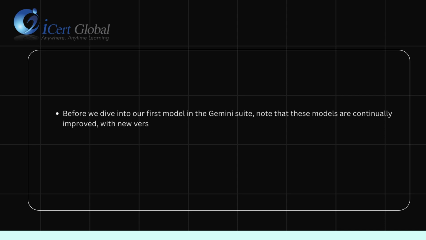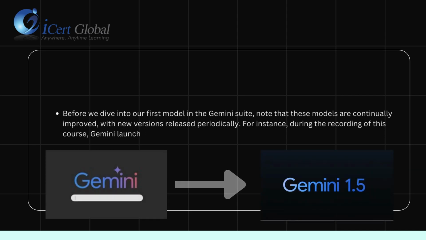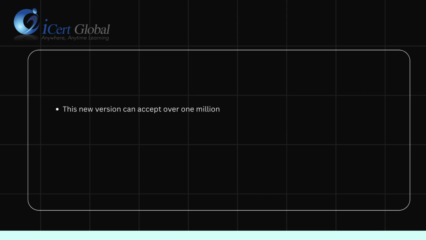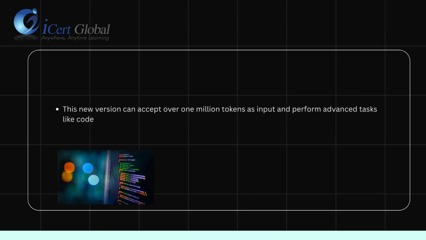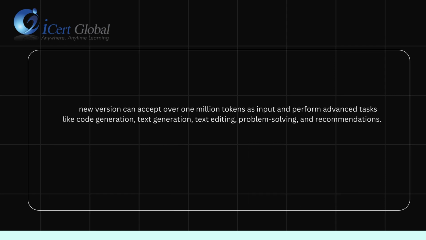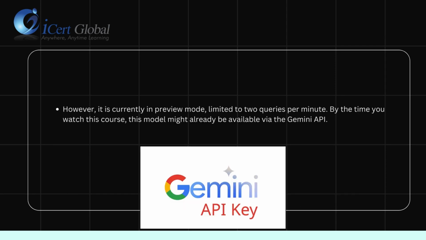Before we dive into our first model in the Gemini suite, note that these models are continually improved, with new versions released periodically. For instance, during the recording of this course, Gemini launched the Gemini 1.5 Pro model, an enhancement to the Gemini Pro model. This new version can accept over 1 million tokens as input and perform advanced tasks like code generation, text editing, problem solving, and recommendations. However, it is currently in preview mode, limited to 2 queries per minute. By the time you watch this course, this model might already be available via the Gemini API.